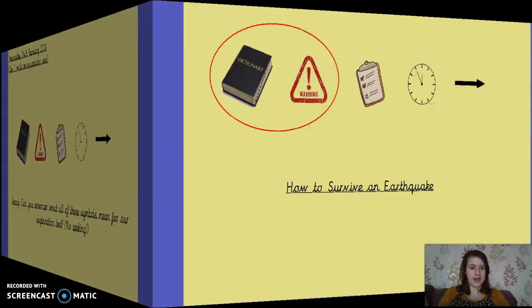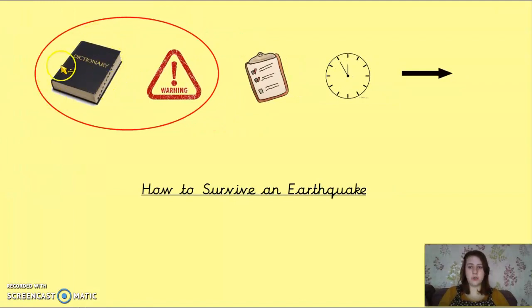Okay, so hopefully you remembered them. So we start off with our dictionary definition of what we're talking about. So today we're going to be talking about an earthquake. So what is an earthquake? Then we move on to the early warning signs, things to do to prepare, what to do when it happens, and what to do afterwards. So hopefully you remembered all of those.